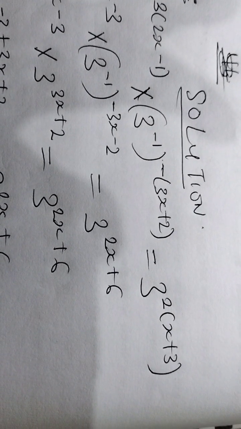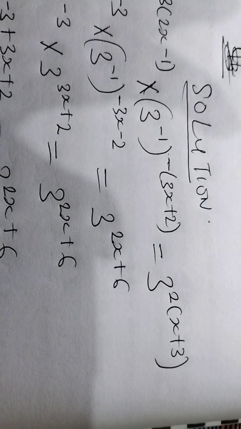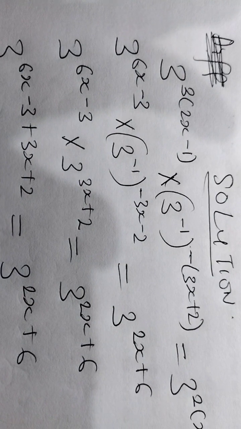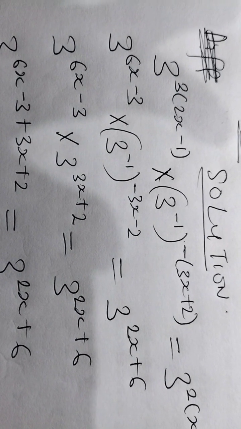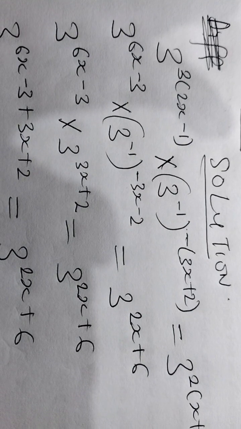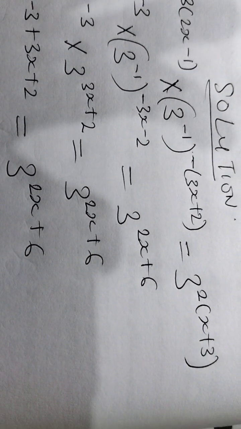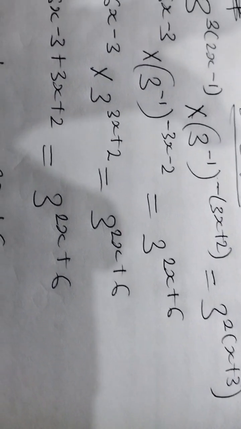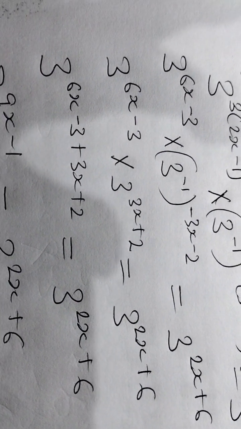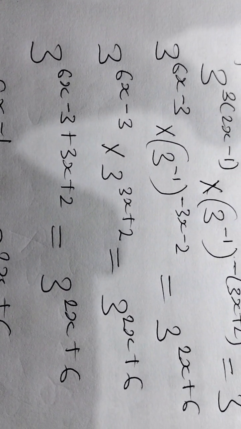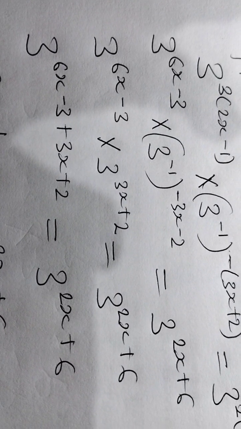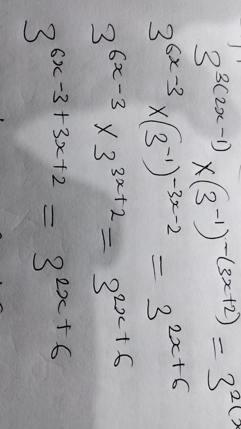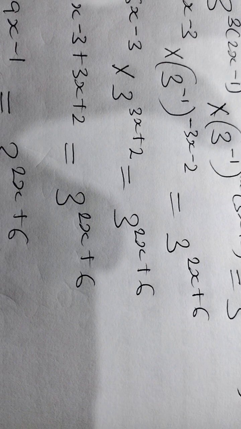Simplifying 9, 9 is 3 squared, so 3 raised to power 2 bracket s plus 3. Then open the brackets. We now have 3 raised to power 6s minus 3 times 3 raised to power minus 1 bracket closes, then minus 3 raised to power minus 3 minus 2 equal to the right-hand side. Open the bracket of the index: we have 3 raised to power 2s plus 6. Then going back to the left-hand side, we open the bracket of the second term. We have 3 raised to power 6s minus 3 times 3 raised to power 3s plus 2 equal to 3 raised to power 2s plus 6.